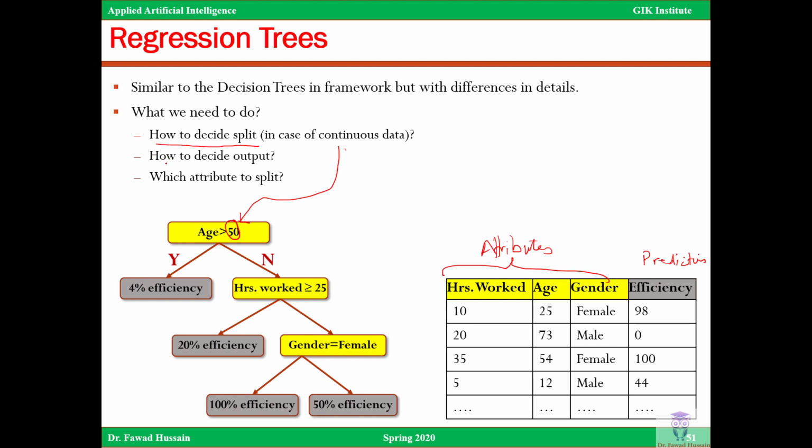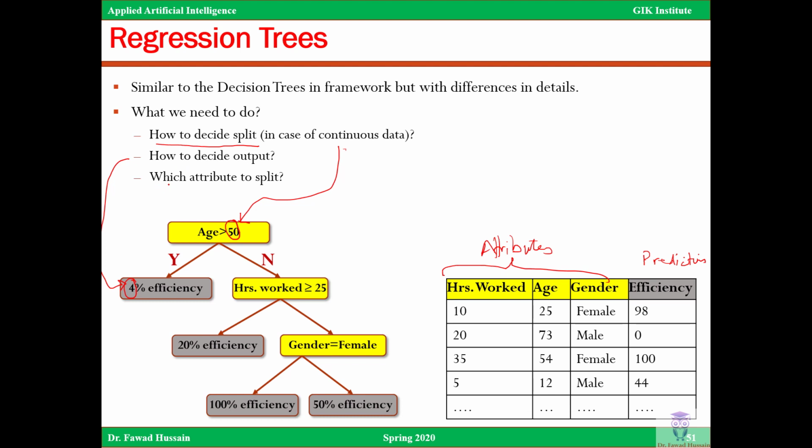The second question we need to answer is how to decide the output. So if we say age is greater than 50 and the answer is yes, we say the efficiency is 4%. And the second question is, where did you get this 4? Why not 10? Why not 20? Why not 2?